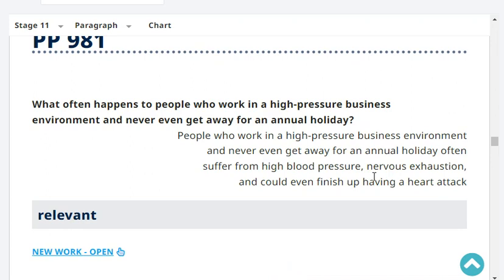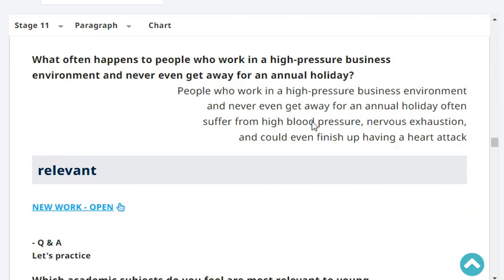What often happens to people who work in a high pressure business environment and never even get away for an annual holiday? People who work in a high pressure business environment and never even get away for an annual holiday often suffer from high blood pressure, nervous exhaustion, and could even finish up having a heart attack. Very good.